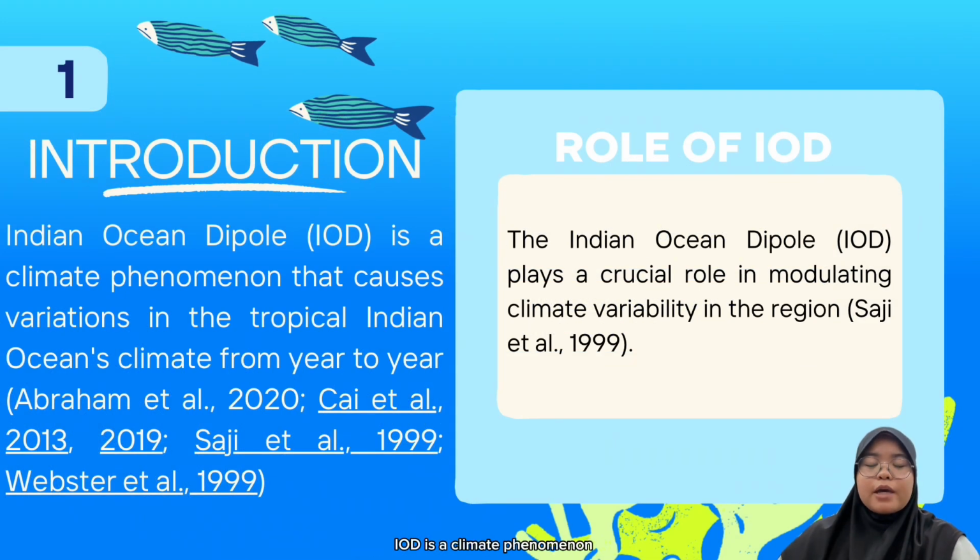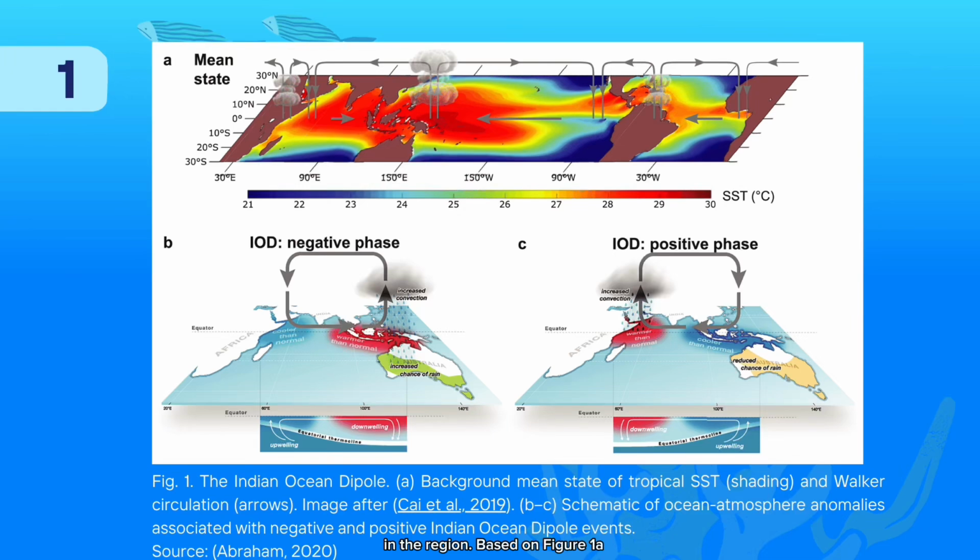Indian Ocean Dipole (IOD) is a climate phenomenon that causes variation in the tropical Indian Ocean's climate from year to year, and it plays a crucial role in modulating climate variability in the region. Based on Figure 1A, which is the mean state, it serves as a baseline with relatively stable SST and atmospheric conditions, typically water circulation with no significant anomalies. Countries like India, Indonesia, and Australia experience normal monsoon patterns and stable weather conditions.